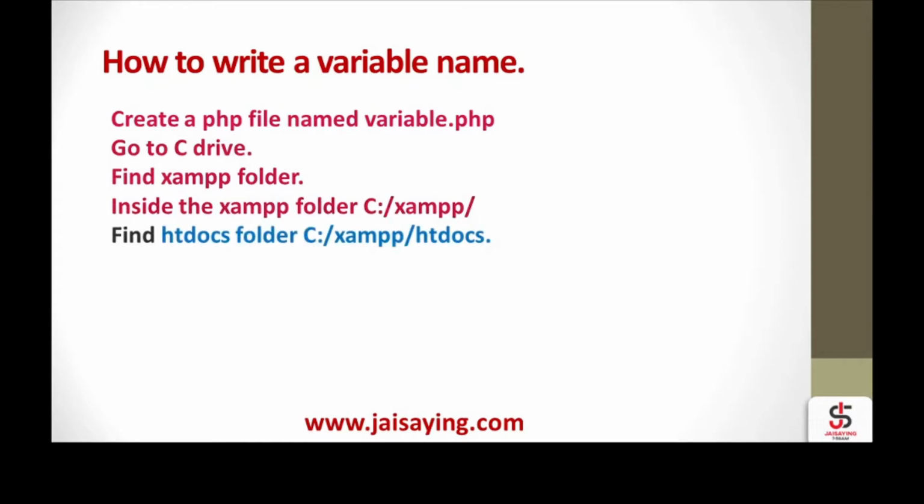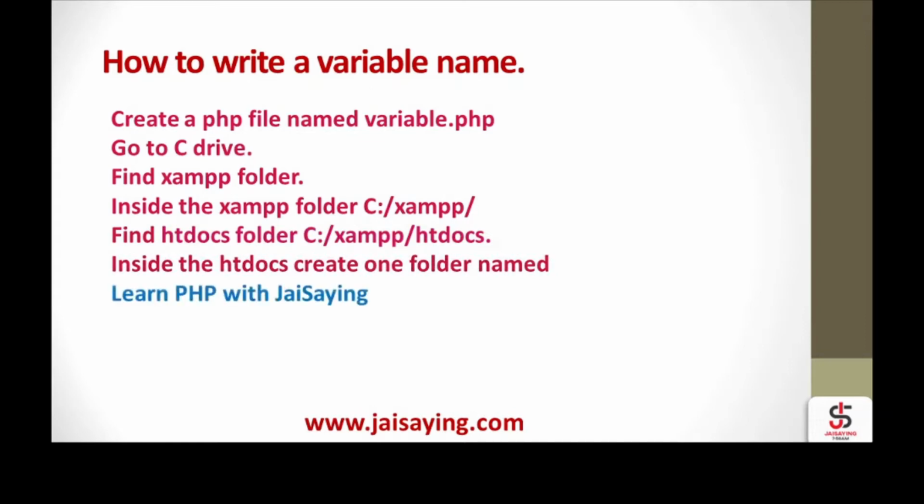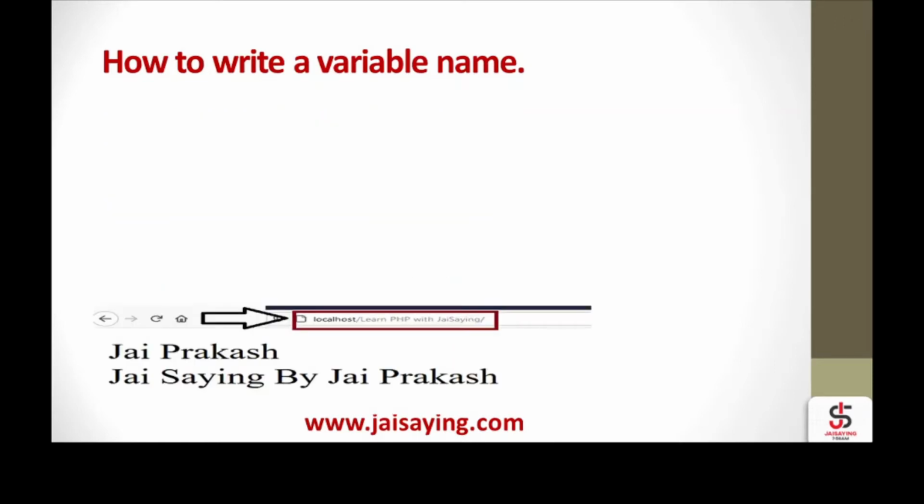So the directory will be c:/xampp/htdocs. After that, inside htdocs, create one folder named learn PHP with JSing. In my case, you can create any folder name. You can check localhost/learn PHP with JSing.